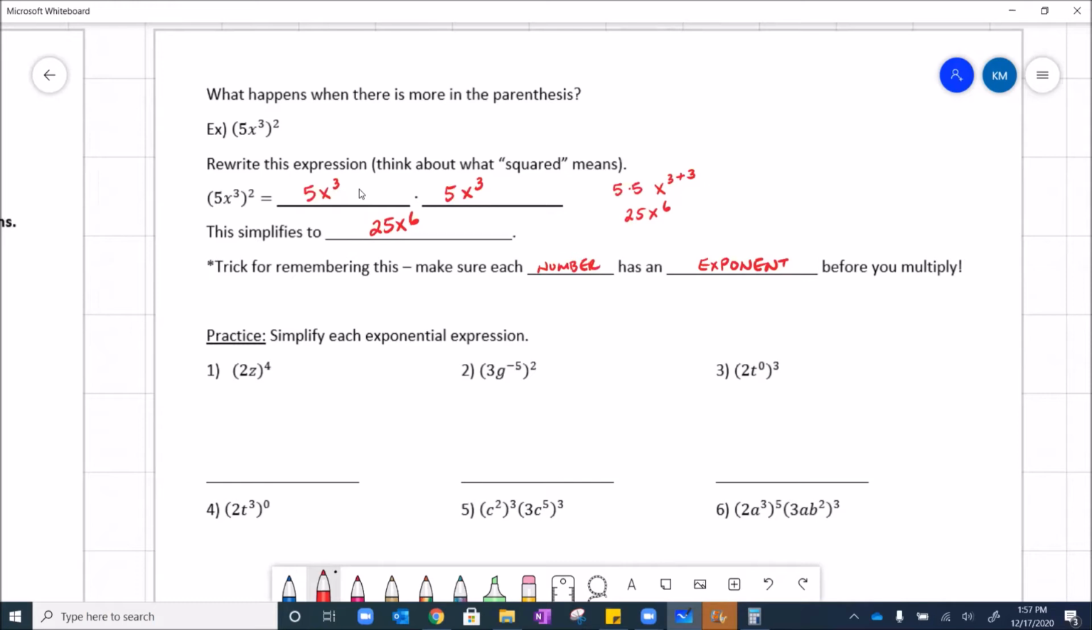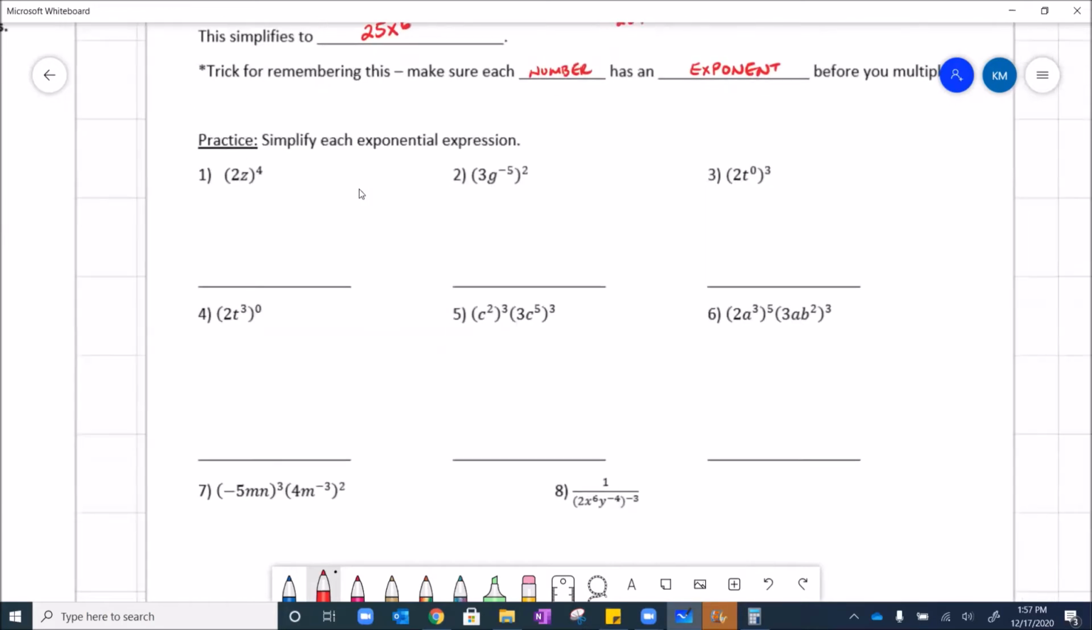So what we can do here is, when we have this exponent on the outside, we're going to distribute it to the exponents on the inside of the parentheses. Remembering that each number has an exponent, I'm going to put a 1 on the 5. So I distribute this over to each of these terms. So I have 5 squared times x to the 3 times 2. And so that gives me 25x to the 6th, the same thing that we got by rewriting it and multiplying it like we know we can.